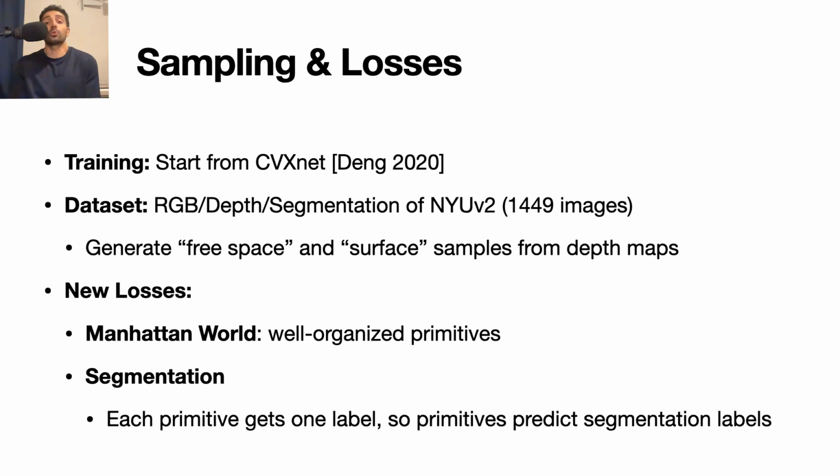Additionally, we introduce 2 losses. First, a Manhattan world loss encourages the primitives to approximately follow a Manhattan world and improves the overall organization of parts. Second, our novel segmentation loss encourages each primitive to have only one label and improves behavior on some scenes.